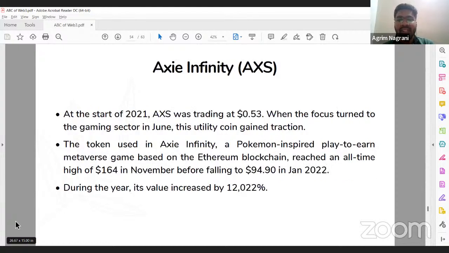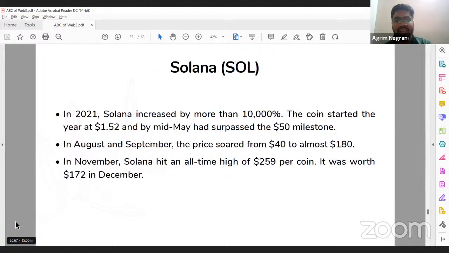Then Axie Infinity also traded its token, which was trading around $0.53, and then it was around $94 per token in January 2022, almost 12,000% returns in a single year. Then there is Solana. The Solana blockchain is also present, which has various use cases. Its market cap is also worth millions of dollars.